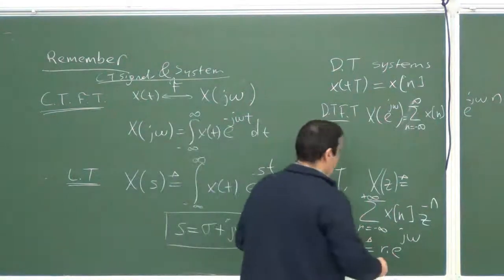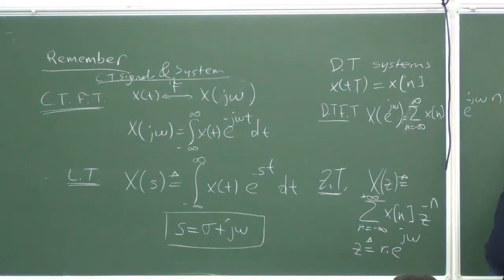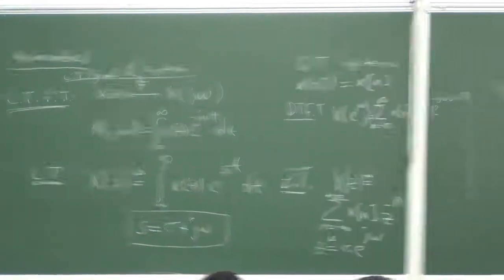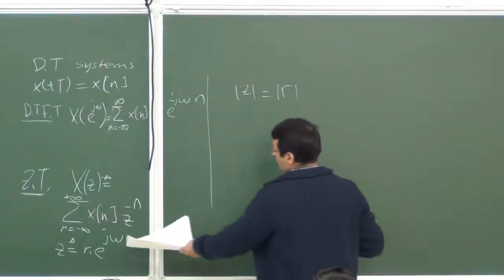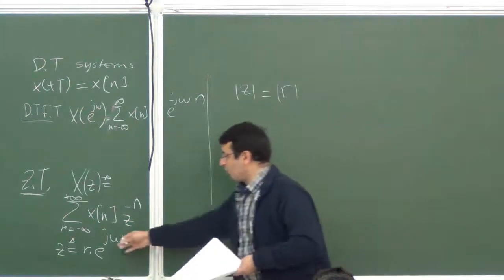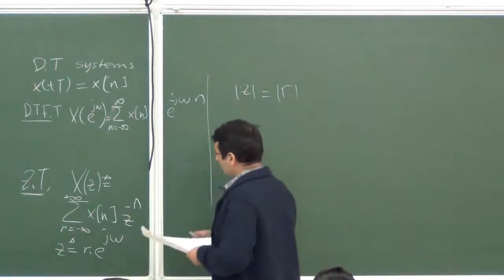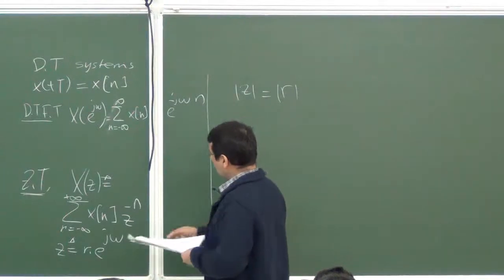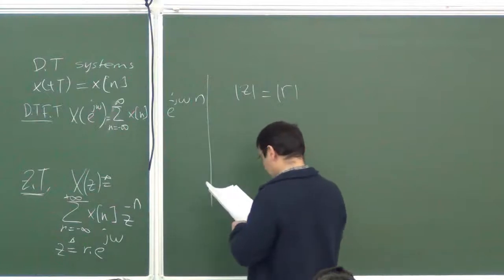So what about the absolute value of z, or magnitude of z? It is equal to r. And this one is the same as the discrete time Fourier transform. So this is a rotation, or this is related with Fourier transform. So you define a parameter r in order to analyze unstable systems or signals.